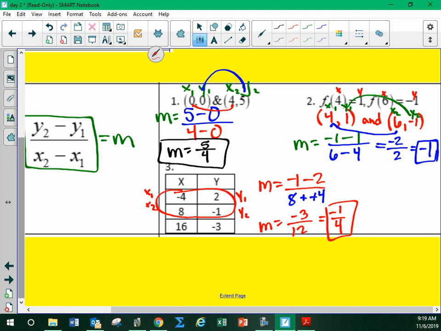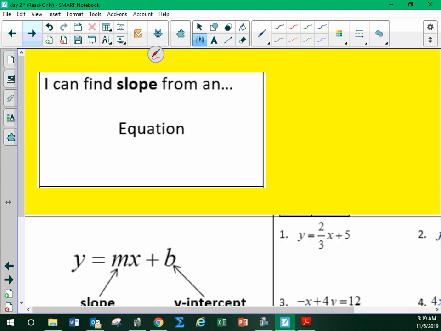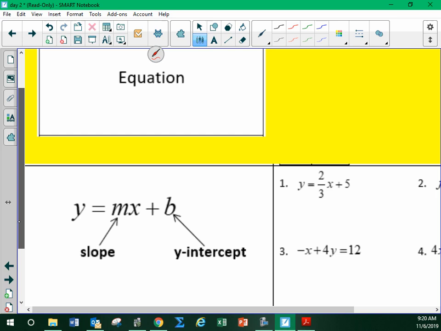Okay. So now our next row that we have, I can find slope from an equation. So we've done it so far from a graph where we just counted on the graph. We did it with ordered pairs where we used our slope formula. And now we're going to find our slope from an equation. And this one's pretty nice.